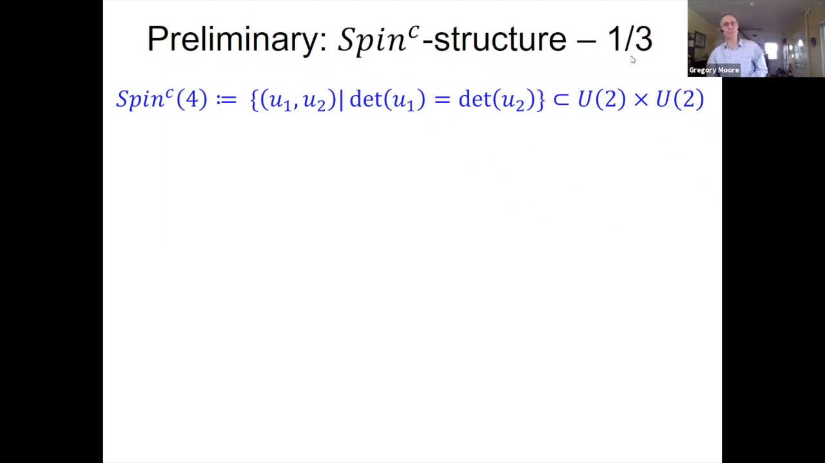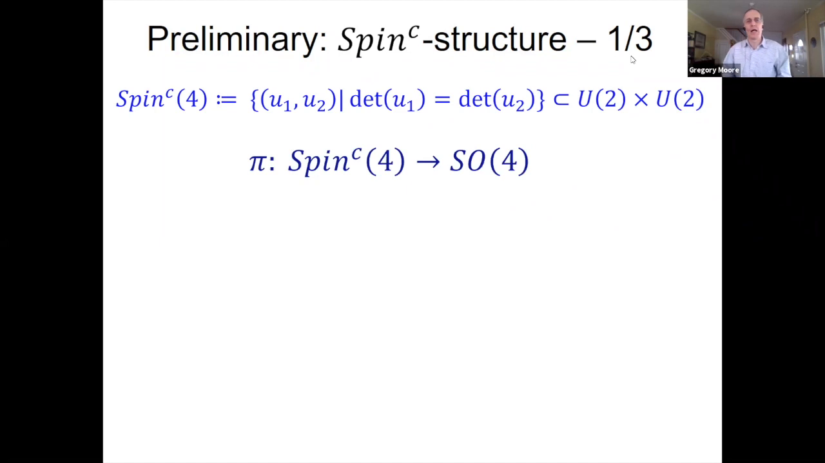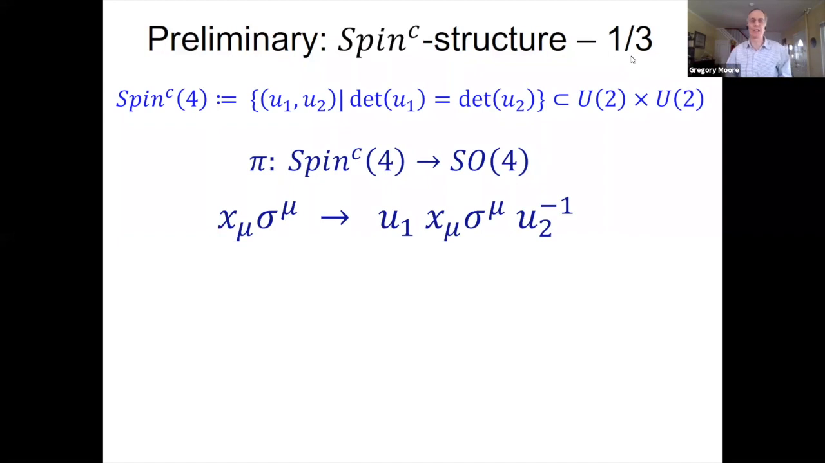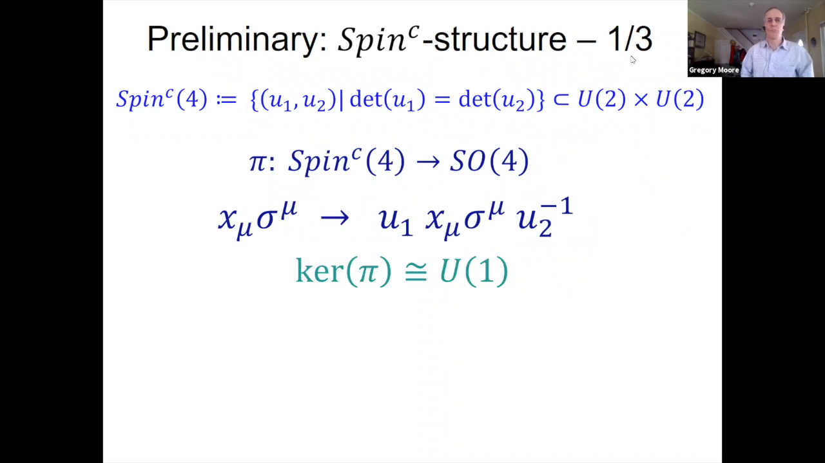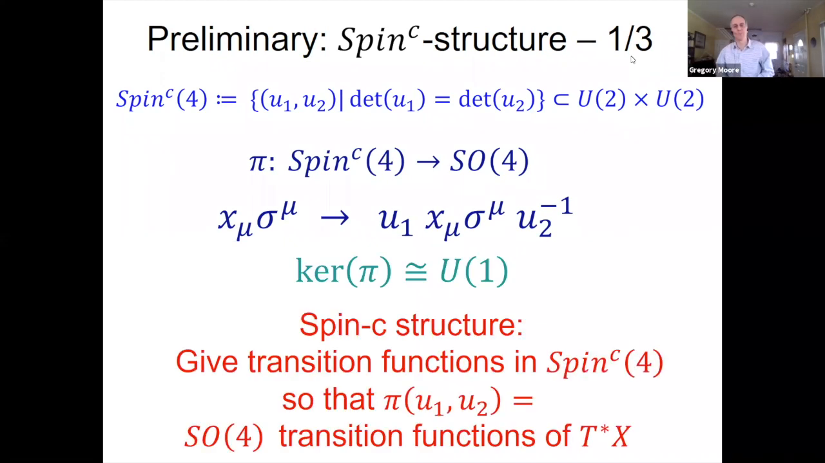So first of all, the group Spin-c(4) is pairs of 2x2 unitary matrices of equal determinant. And there's a homomorphism from Spin-c(4) to SO(4), which is very similar to the very standard and well-known one from Spin(4) to SO(4). So if you take a vector in R^4 and you make it into a quaternion, then you can multiply on the left and the right by u1, u2 inverse. The phase cancels out because the determinants are equal. And so it's just like an SU(2) action. So that defines an SO(4) rotation. But the kernel of this homomorphism is U(1).